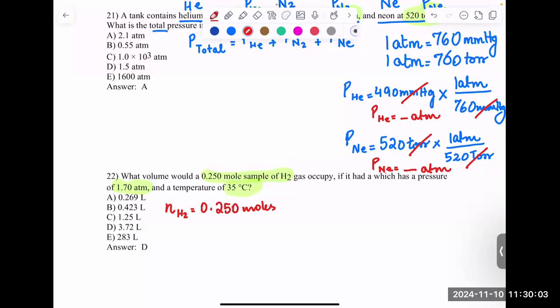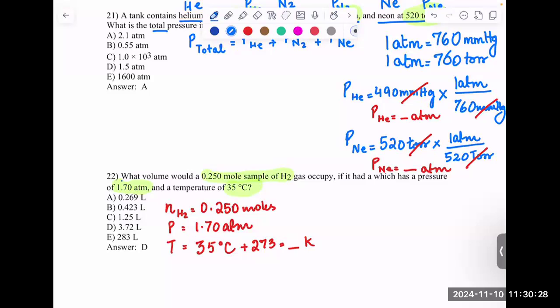Then the value of the pressure is 1.70 atm. Okay, and the temperature is 35 degrees Celsius. So you add 273 to it. Just do it by practice, and that will give you the value of temperature in Kelvin. So this is important. Now, something that is not given here.